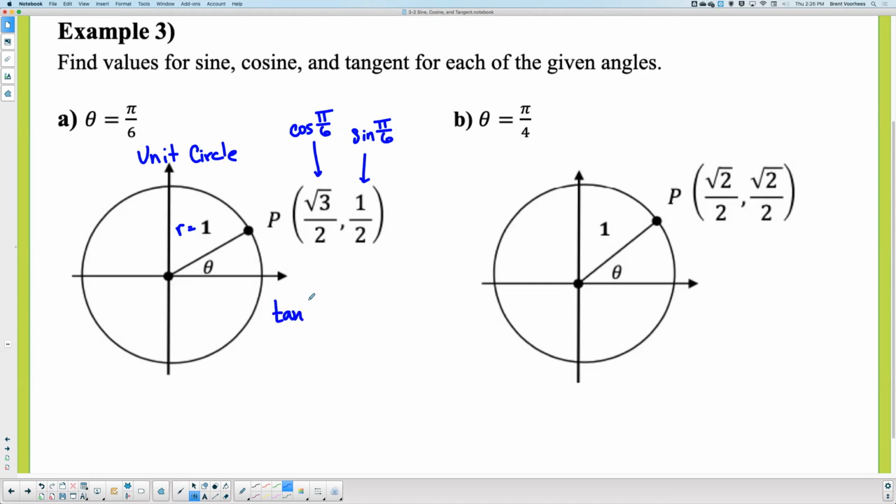Okay, so I'm going to give you a shortcut in a moment, but first, just to see it, let's do it the long way. What is the y value? 1/2. What's the x value? Okay, now that's what tangent looks like right now. But we can simplify that.